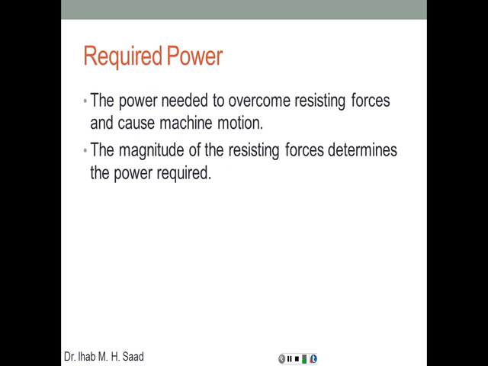Each piece of equipment requires a certain amount of power to overcome the resistance that it's going to be facing. So the required power is the power needed to overcome resisting forces and cause machine motion. For example, imagine that you are driving in muddy conditions. There's going to be a certain resistance to the motion of the tires. So the equipment has to be able to overcome that resistance in order to move forward. The magnitude of the resisting forces determines the power required, the minimum amount of power required to overcome this resistance and to be able to move the vehicle or the equipment forward.